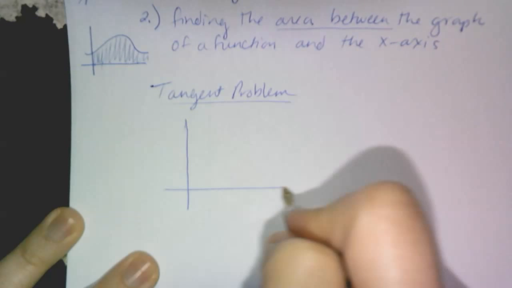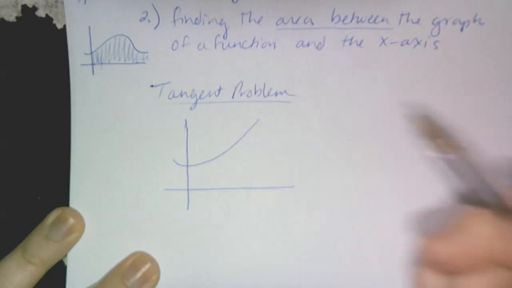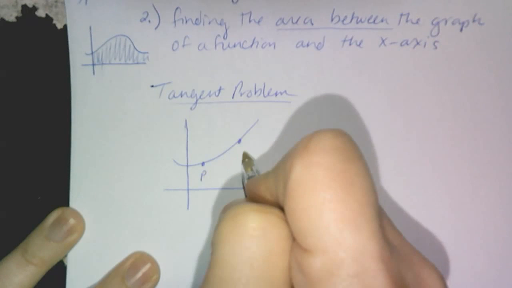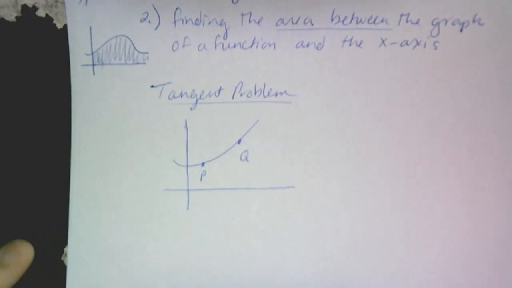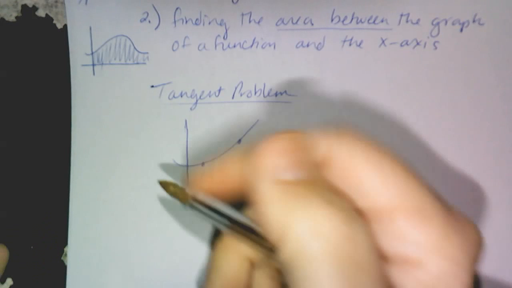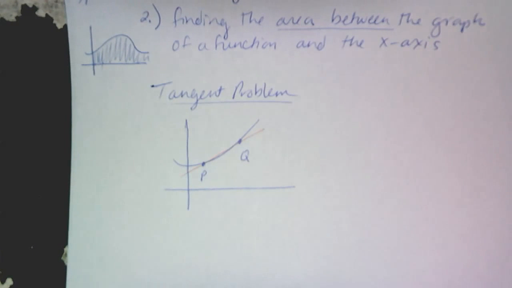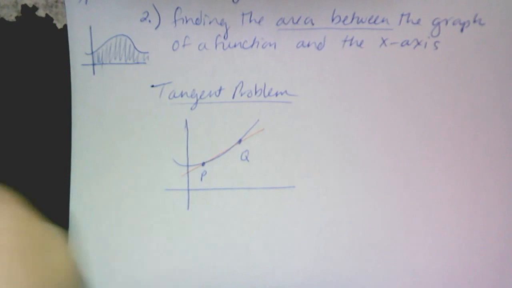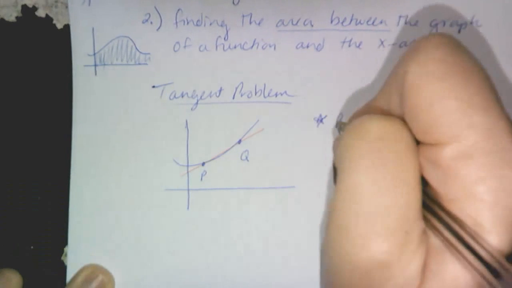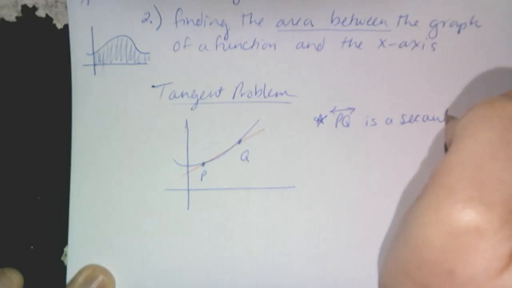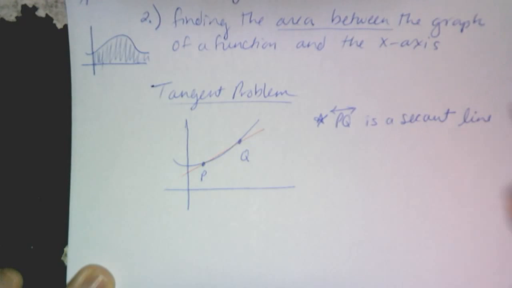Because I can easily draw a line, and I can take 2 points on this line, let's say P and Q, and I can draw what's called a secant. A secant is where a line crosses through 2 points, okay? And that's really very easy for us to do. PQ is the secant. But we want to make a tangent line.